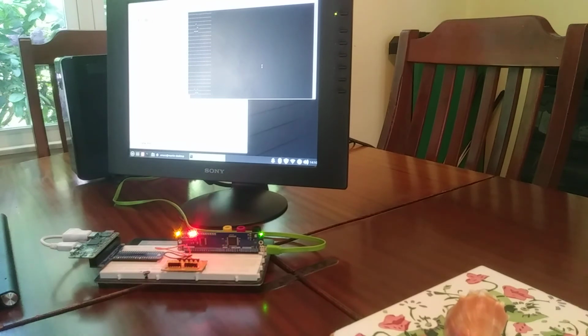All right, so that is the glider very slowly moving across. Okay, so that is FlashForth on the Scamp 3 microcontroller.